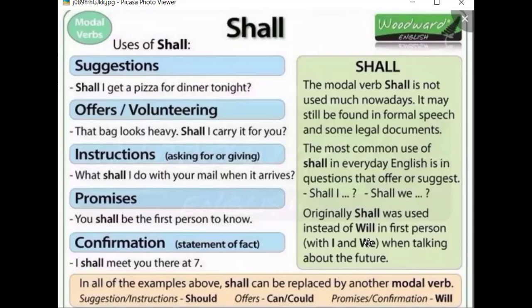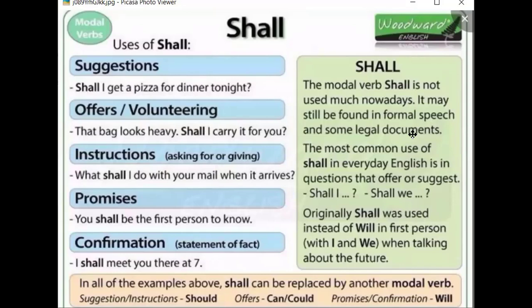Language evolves, language changes with the passage of time, so that rule is not valid these days. And remember here, the note: shall is not used much nowadays. Okay, but it is still used. Where is it used? In formal speech and in some legal documents, meaning documents that are related with courts or laws. Now for example, if you would read any court document, you would find shall there.